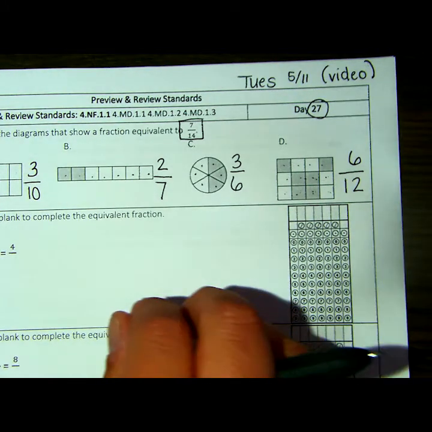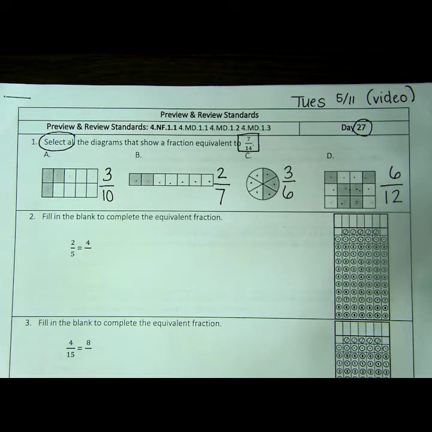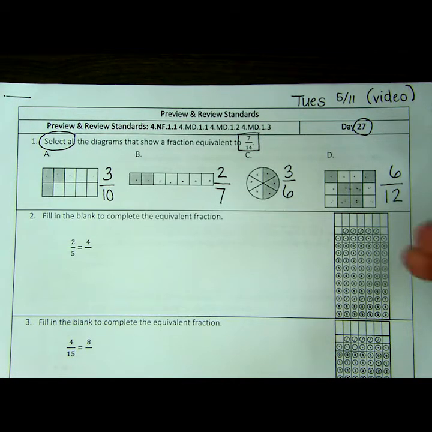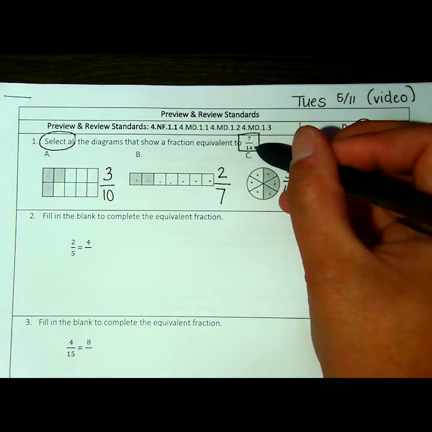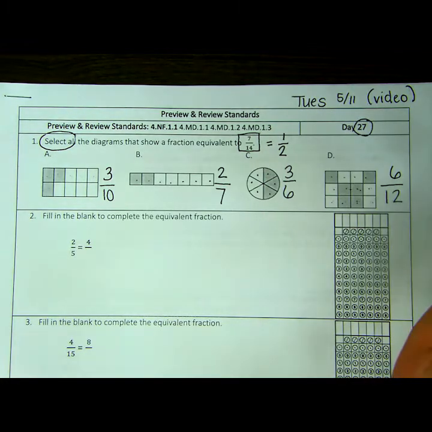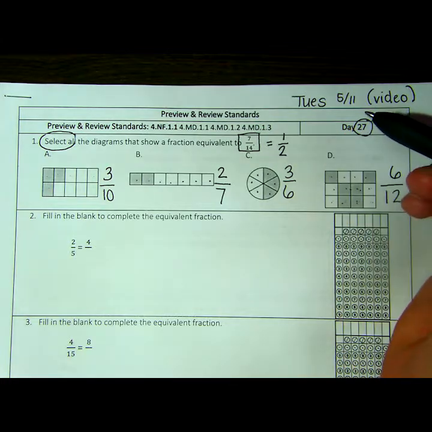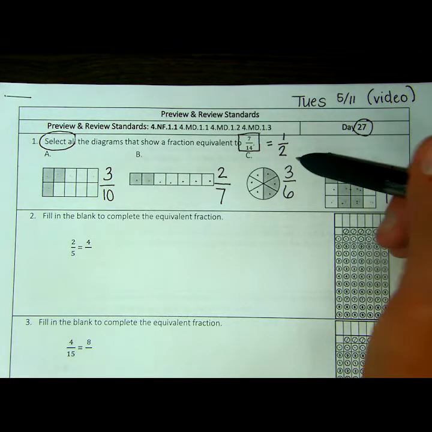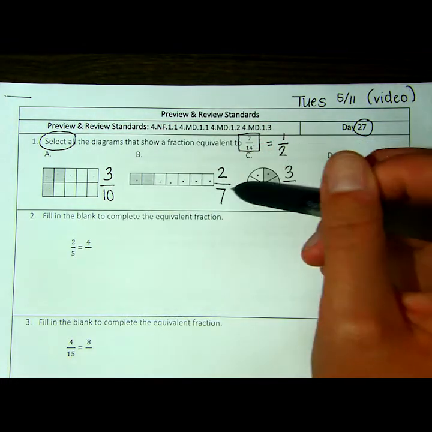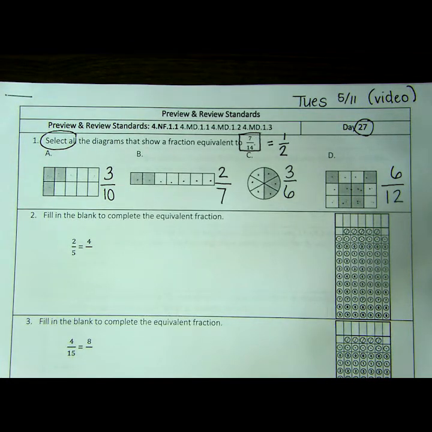Interesting. Well, something that I noticed right away, guys, I could use the butterfly method to see if these are equivalent. But I also know that 7 out of 14 is equal to the fraction 1/2, because 7, again, is half of 14. So knowing that, I can look at the rest of these fractions and determine which one is equivalent to 1/2.